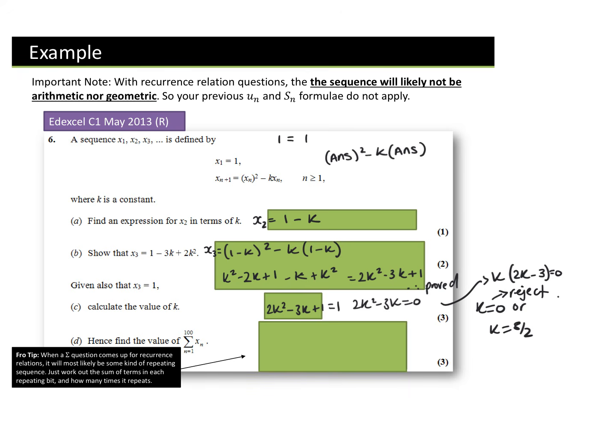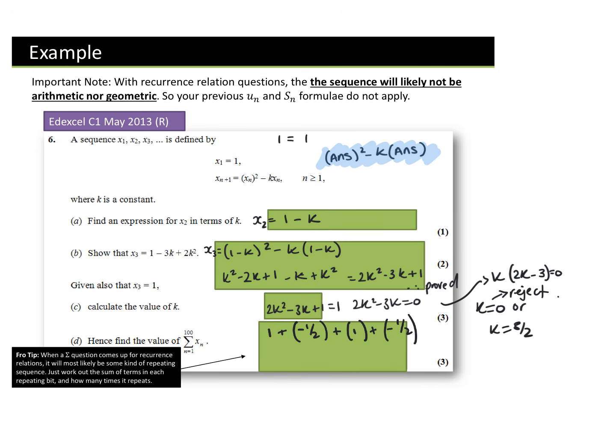When these types of questions come up, there's most likely some kind of repeating sequence. So I'm going to put this into my calculator: 1, equals, and then answer minus 1 minus k. And this is what's going to happen. My first answer is 1. Then when I put 1 into my calculator, I get minus a half. Then when I put minus a half into my calculator, press equals, I get 1. And then I get minus a half.